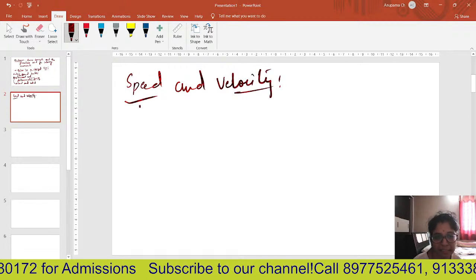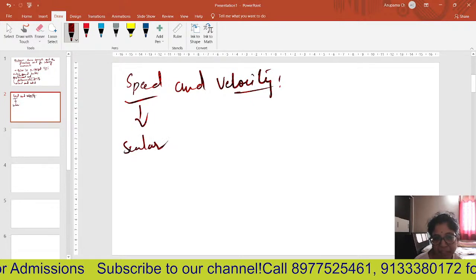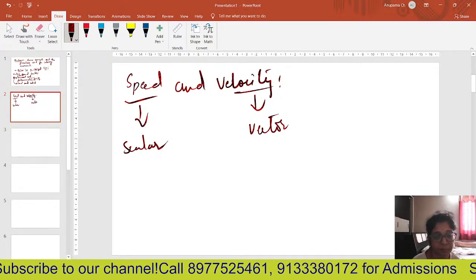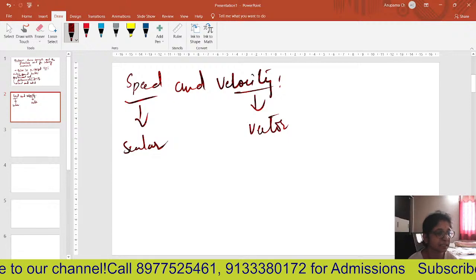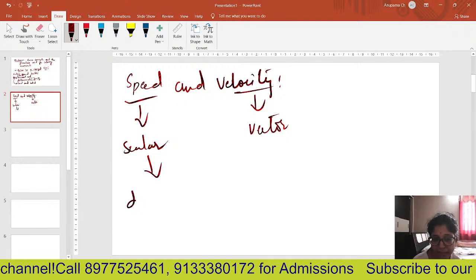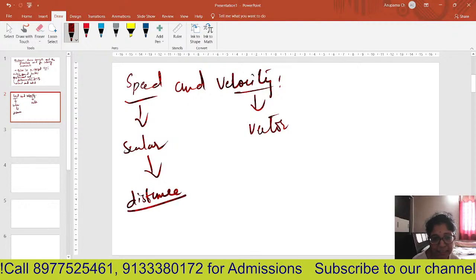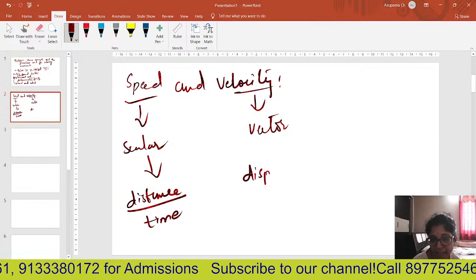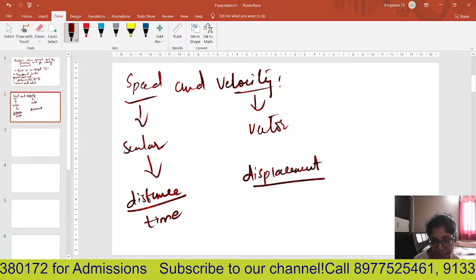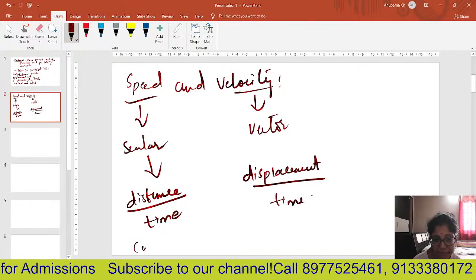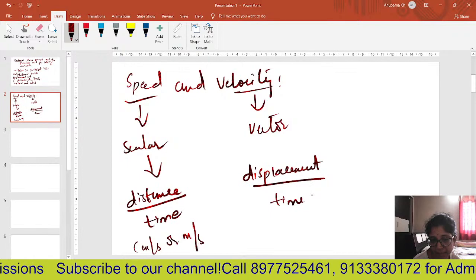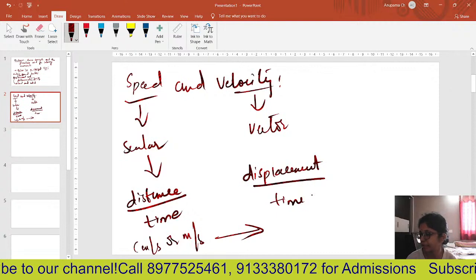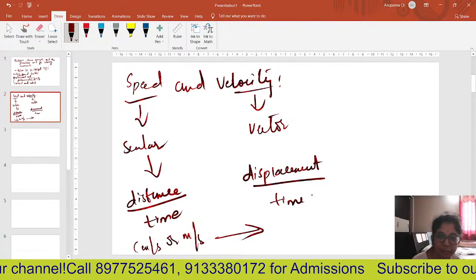Speed is a scalar quantity and velocity is a vector quantity. Velocity depends upon the direction, whereas speed doesn't depend upon any particular direction. Speed depends upon the distance, and we can write speed as distance by time. Velocity depends upon the displacement, and we can write it as displacement by time. What are the units? Centimeter per second, or meter per second. Both speed and velocity have the same units. So this is about speed and velocity.